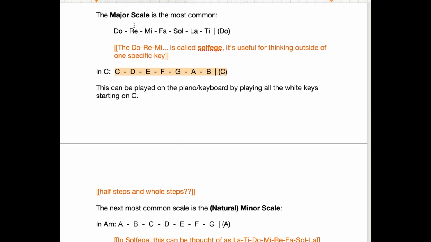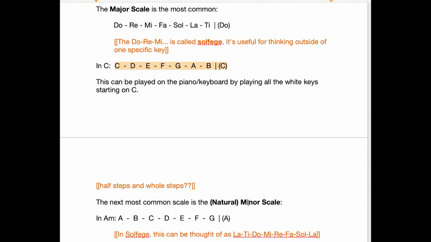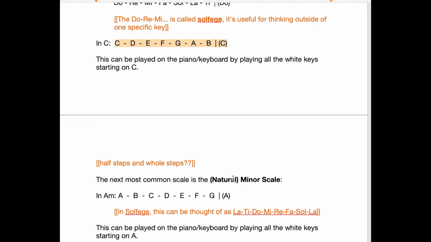So the major scale is the most common scale, and just below that in terms of commonality is the minor scale. The minor scale we're going to play here, technically speaking, is the natural minor scale. We can just think about it as the minor scale, but for those of you who know some music theory, you may know that there are a couple different versions of the minor scale, and this one technically is the natural minor scale.